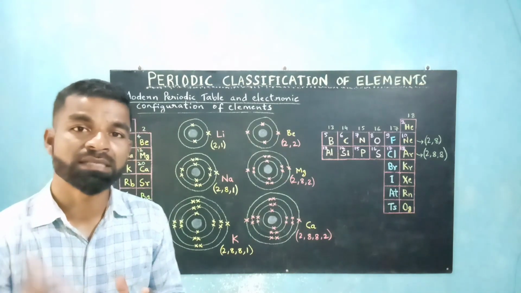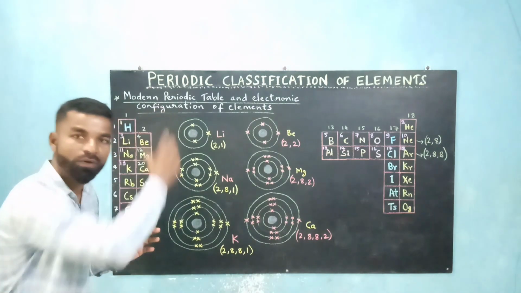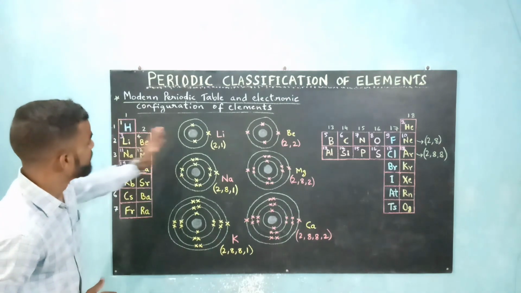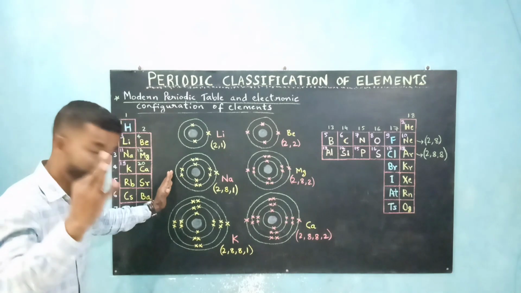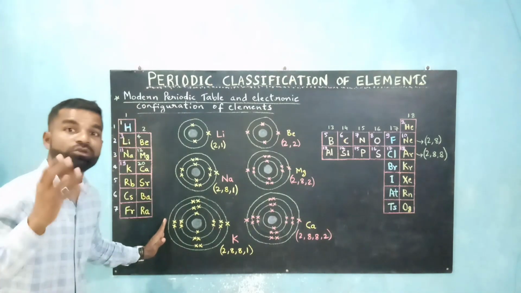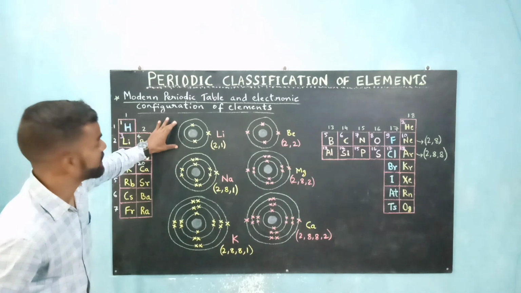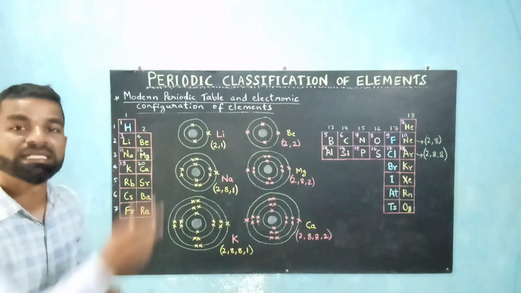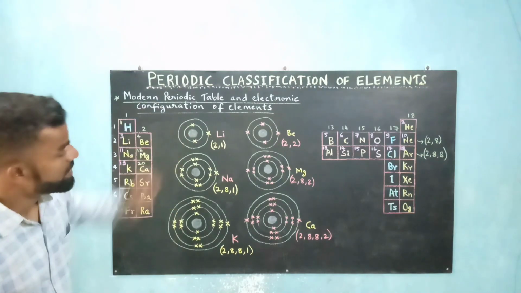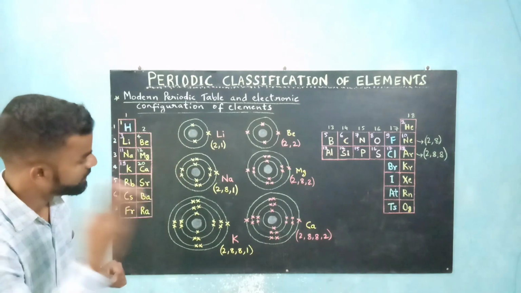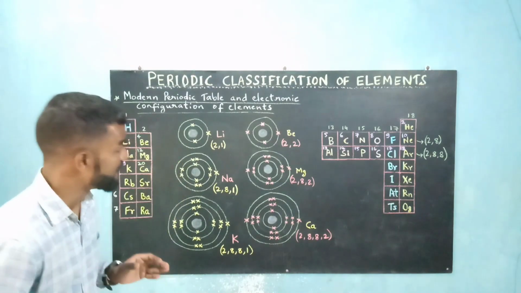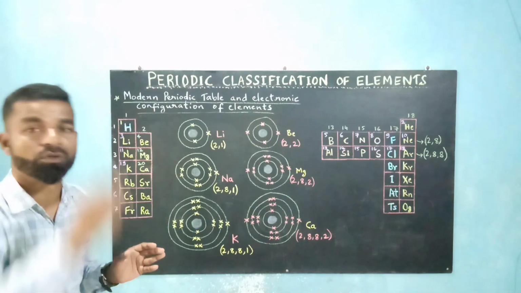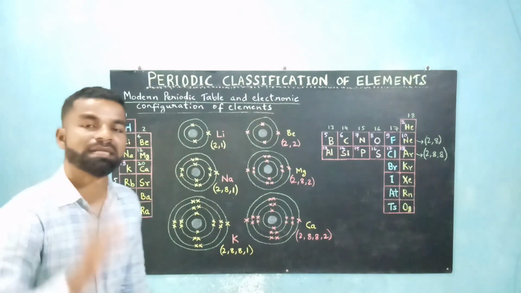The second characteristic: the number of shells, as you go down the group, goes on increasing by 1. So if you see here, lithium has 2 shells, sodium has 3 shells, potassium, the electrons are placed in 4 shells. So the number of shells goes on increasing within a group by 1. Beryllium has 2 shells, magnesium 3 shells, calcium, the electrons are placed in 4 shells. So the number of shells goes on increasing within a group if you go from top to down.